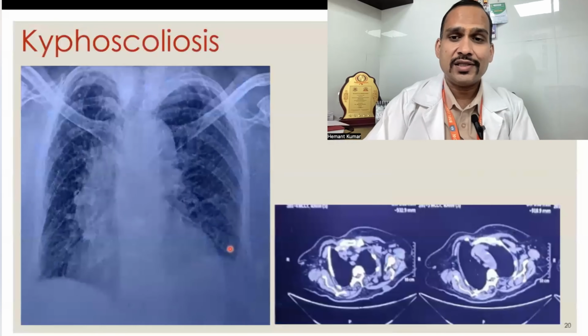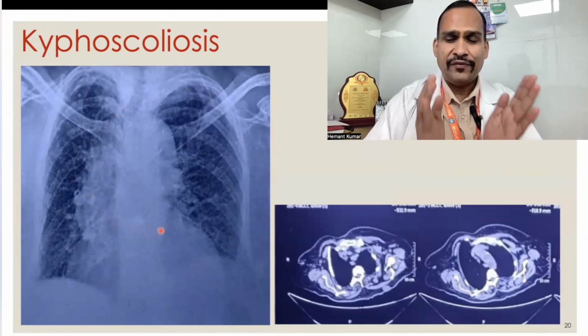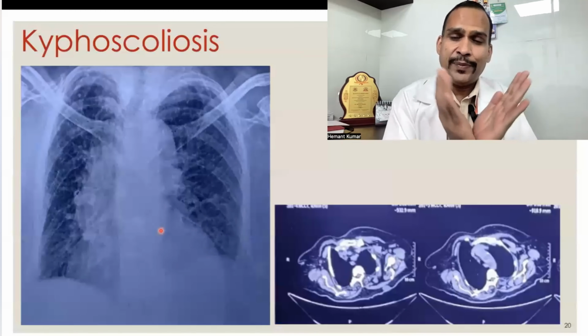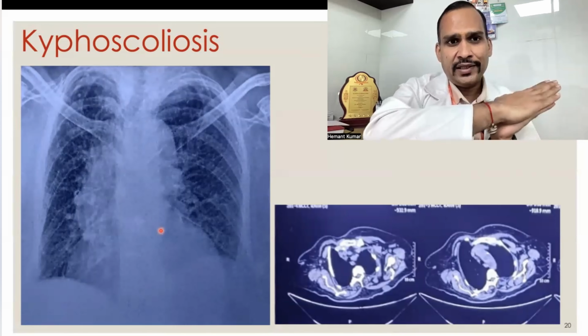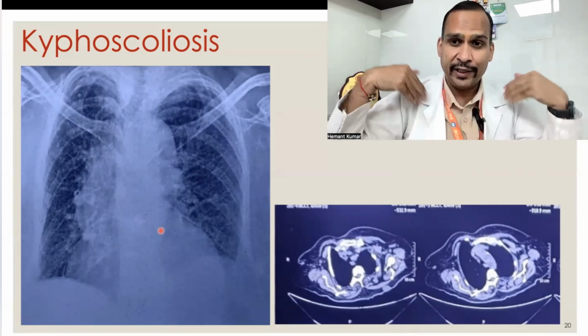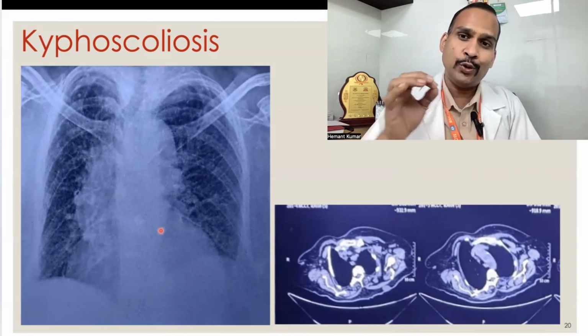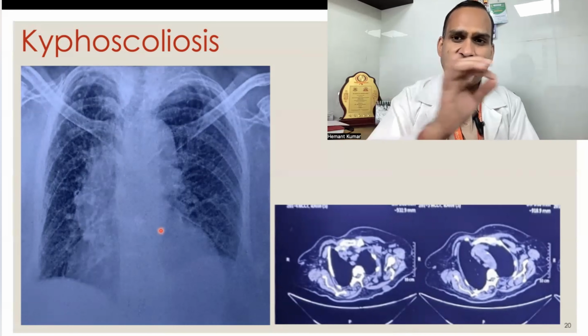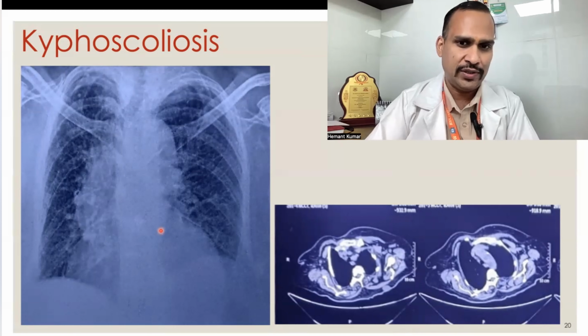So this was kyphoscoliosis. Kyphoscoliosis is when there is bending of the vertebral column. If there is lateral bending, this is scoliosis. If there is anterior-posterior bending, this is kyphosis. Usually patients have both things at a time, that is kyphosis and scoliosis, so collectively we call it kyphoscoliosis.